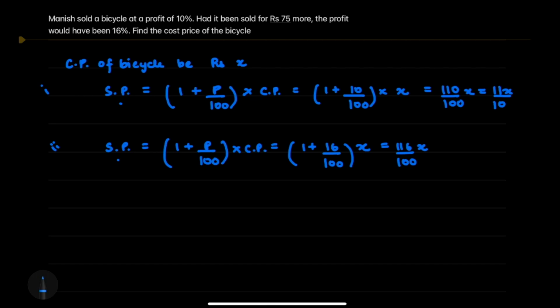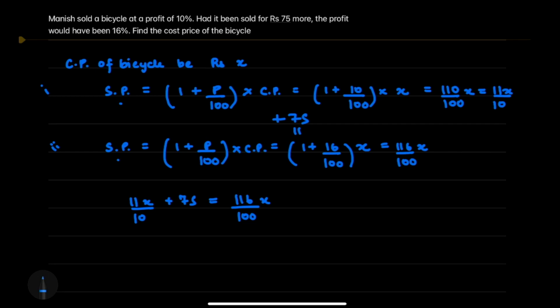Now we have x in both these selling prices, and we also have an equation which can equate these two, and then we can solve for x. So it says that Manish sold this bike for 10% profit, and if we add 75 rupees more to this, the profit would become 16%. So if we add 75 to SP in scenario 1, this would become the SP in scenario 2. So we can write this as 11x over 10 plus 75 gives us 116 over 100 into x.